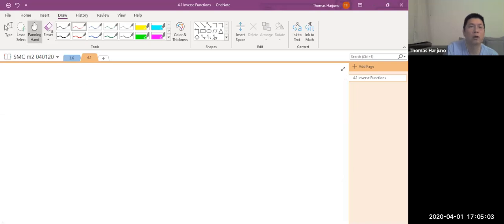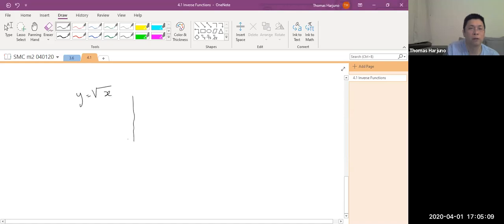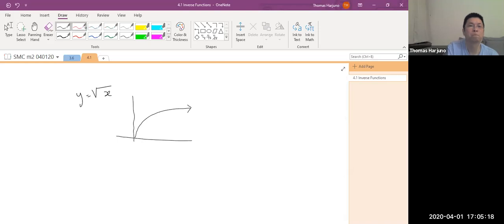Now, how about y equals square root of x? The graph of y equals square root of x looks approximately like this. Now, is that one-to-one? It is a function because it satisfies the vertical line test. Every vertical line intersects the graph at most once.